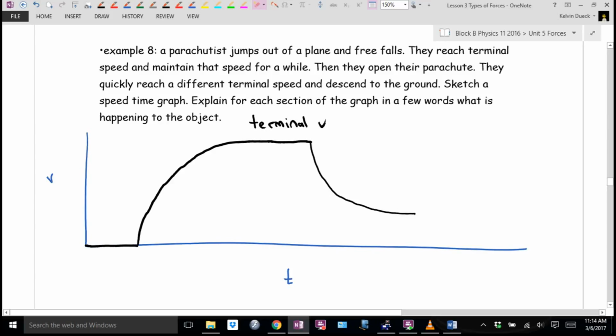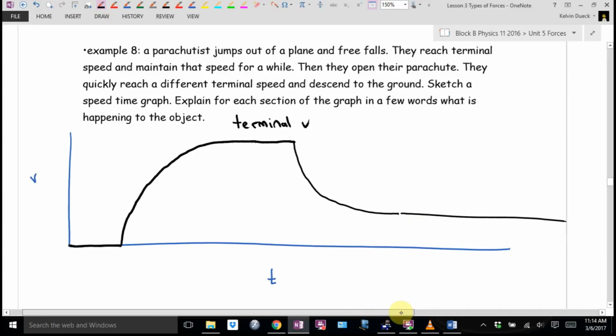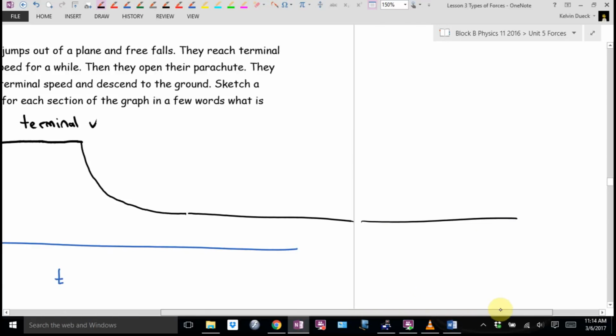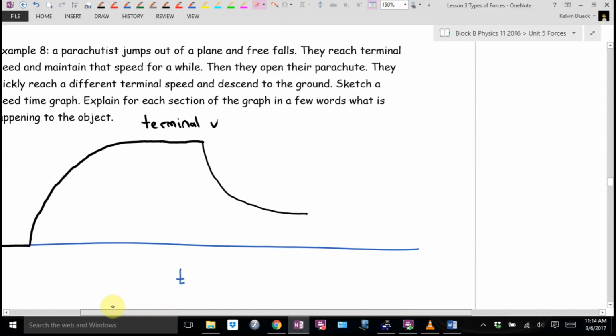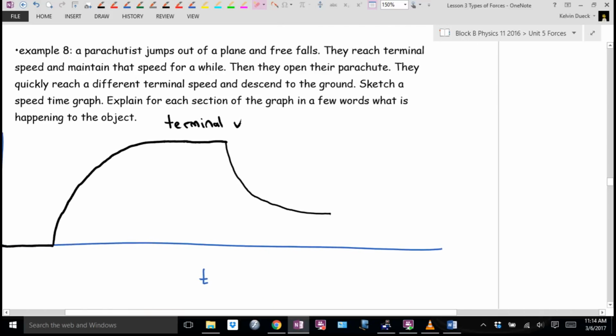In fact, now here's the problem where my graph breaks down. When I jumped out of an airplane, this part here at terminal velocity with the parachute open actually lasted about 5 minutes, which really means if we were doing this graph to scale, we should do that. I'm not going to. So my time scale is going to be terrible. Okay? It just is.